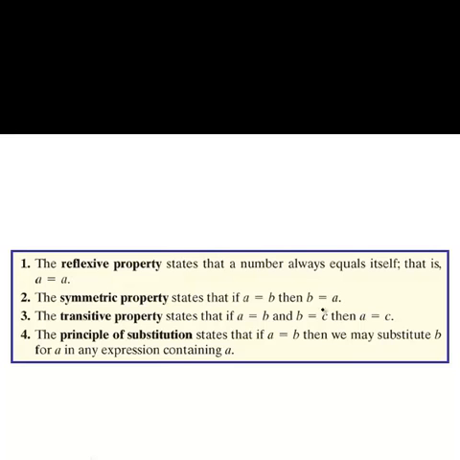Transitive property says that if A is equal to B, and B is equal to C, that means A is equal to C. The principle of substitution basically says that if A is equal to B, then wherever you see A in some other expression, you could also plug in B instead.